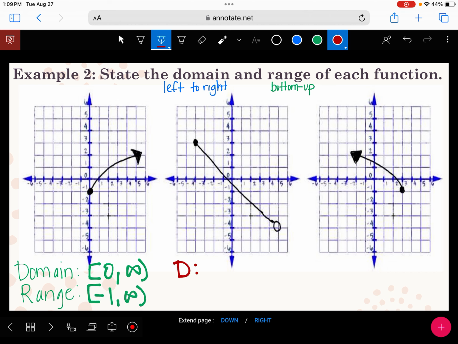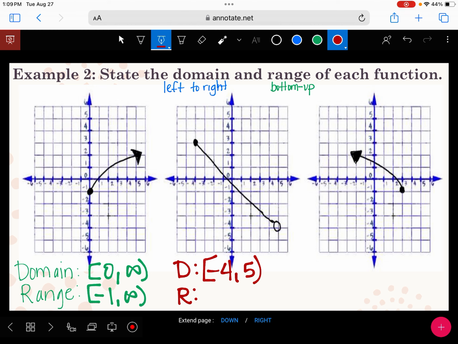All right, let's look at our second graph. I'm just going to put D and R. So domain, again, is left to right. When does it touch my ruler? At x equals what? What does x equal right here? -4. And then it stops right here when x is 5. So my domain is -4 to 5. -4 gets a bracket, and 5 gets a parentheses.